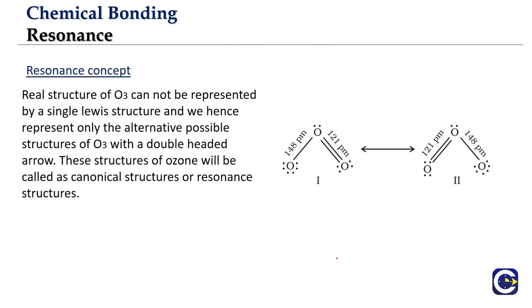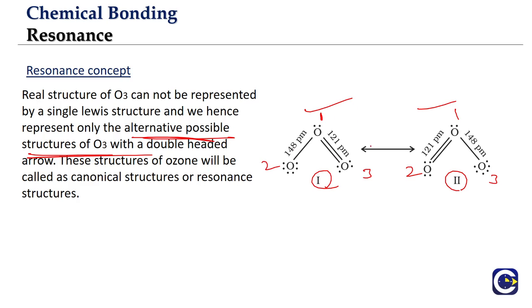The real structure of ozone cannot be represented by a single Lewis structure, and all we can do is give the alternative possible structures of ozone. We are saying either we can have structure 1 or structure 2. What is the difference between the two? The arrangement of the bond positions. If you number them 1, 2, 3, in this case the double bond is between 1 and 3, and in this case the double bond is between 1 and 2. So only the bond positions are altered. These are the two alternative possible structures.